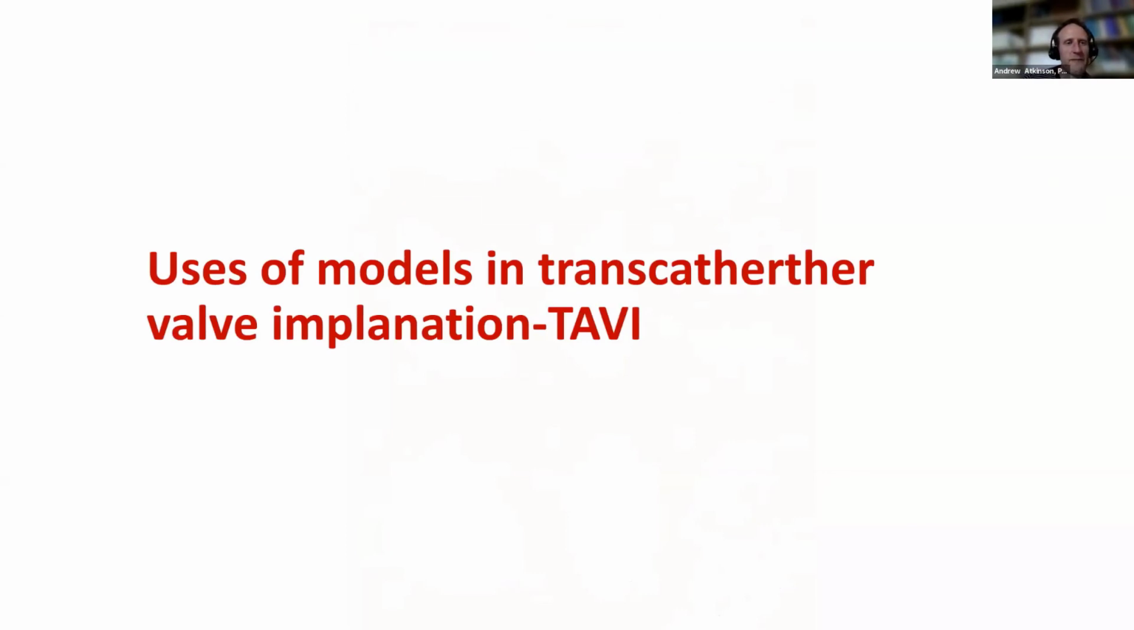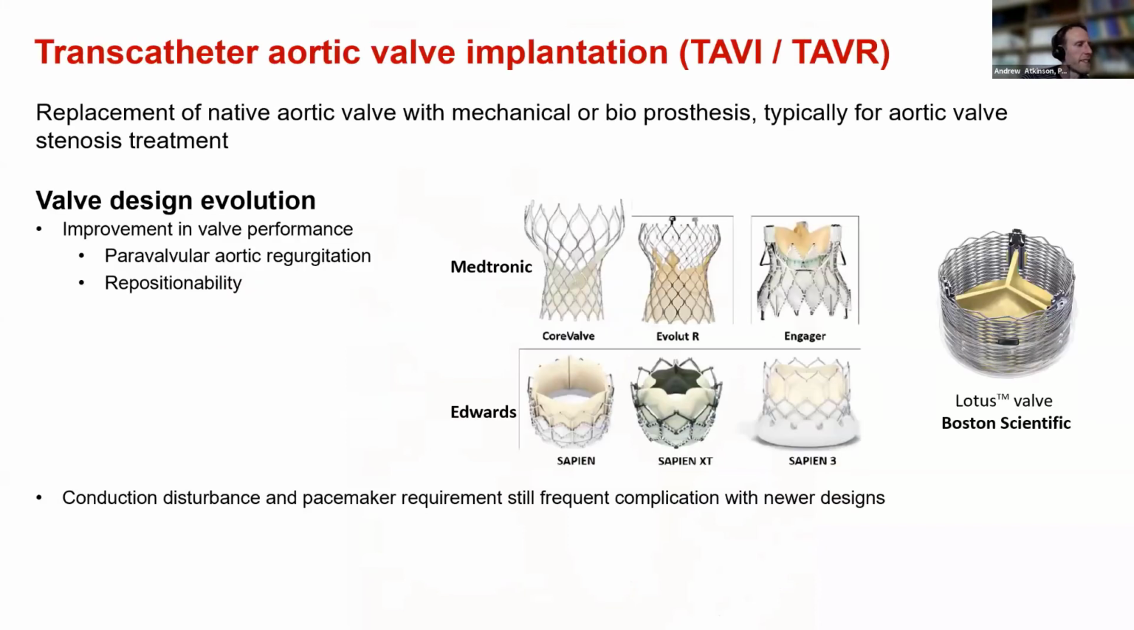Briefly, I'll just touch on a potential use for these computational models, and this is in transcatheter valve implantation. As some people probably know, it's done to replace the native valve when it's diseased, particularly in the treatment of aortic stenosis for high-risk patients. There are a couple of valve types, either self-expanding or balloon expanding, but the principle's the same: the valve is passed in the aorta and then expanded to hold it in place.